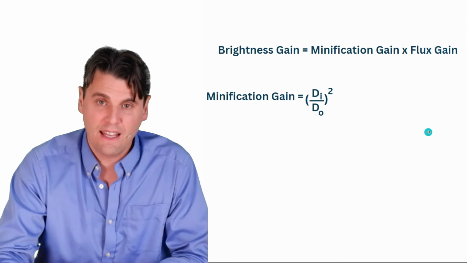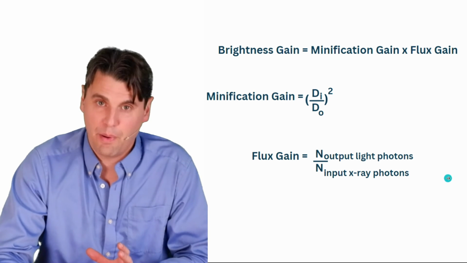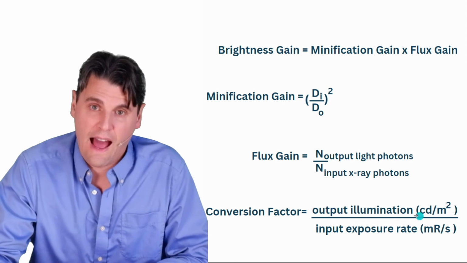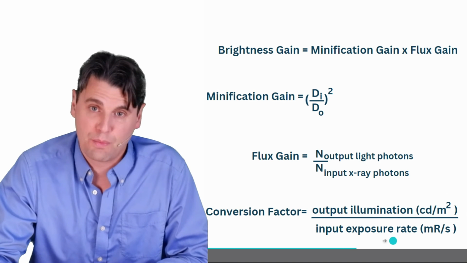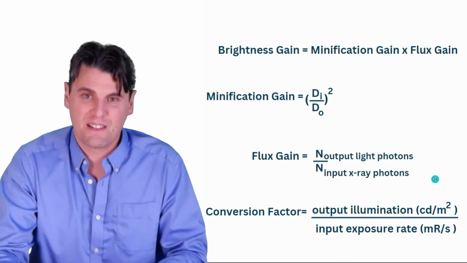That's the minification gain. The flux gain is just the number of photons at the output divided by the number of photons at the input. The conversion factor is just the output illumination, which will then be the input for the video camera, divided by the exposure, which is the input for your X-ray signal into the image intensifier.